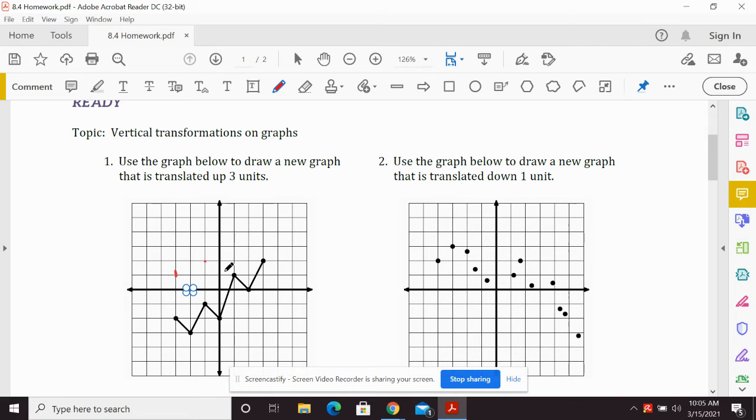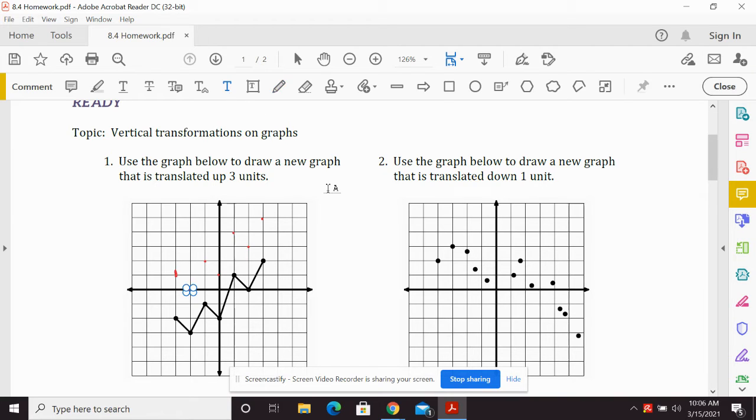Sorry. Okay. Move it up 3 units. 1, 2, 3. All right. The next point. So now here we are. We're going to move it up 3 units. 1, 2, 3. And then the next one. We're going to move it up 3. 1, 2, 3. And the last one. We're going to move it up 3. 1, 2, 3. All right.